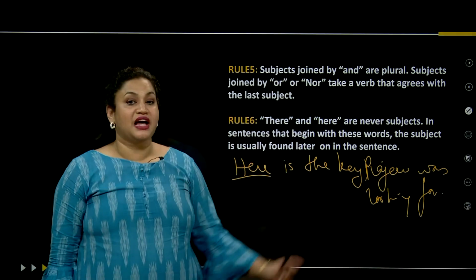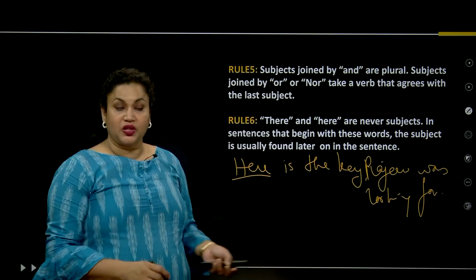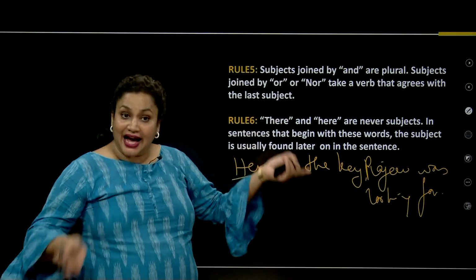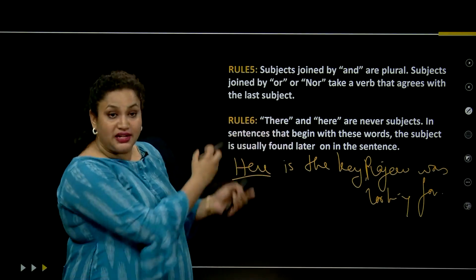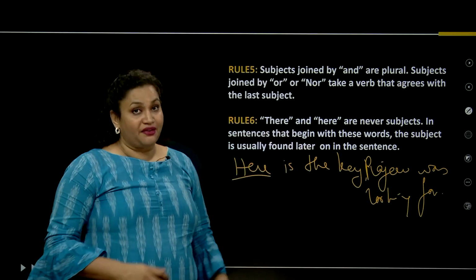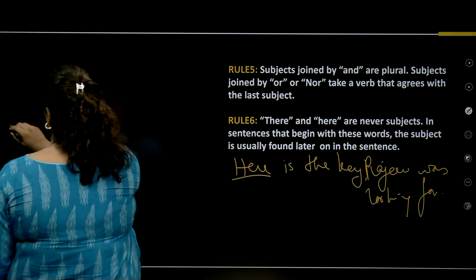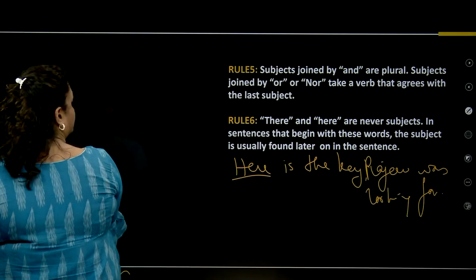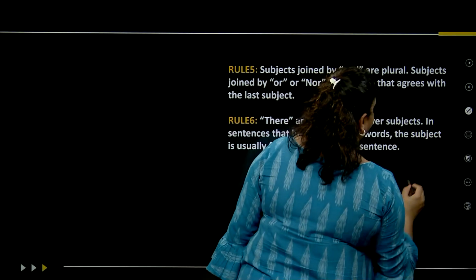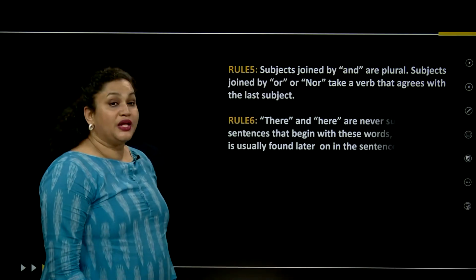Here is the key Rajiv was looking for. Now "here" is basically the space. So therefore, "here" or "there" is the place or the location. So please don't use it as a noun. Even if the sentence starts with them, please understand the noun is somewhere else. Therefore, that has to be used. Let's go to the next one.